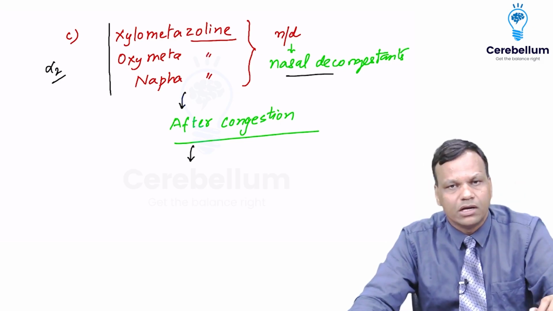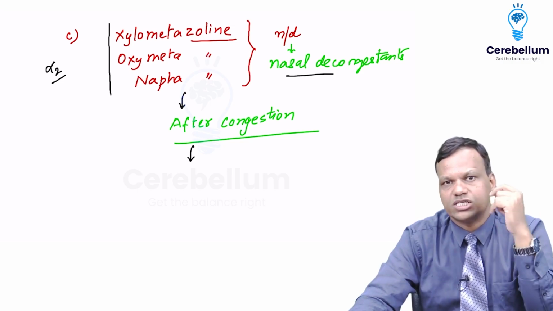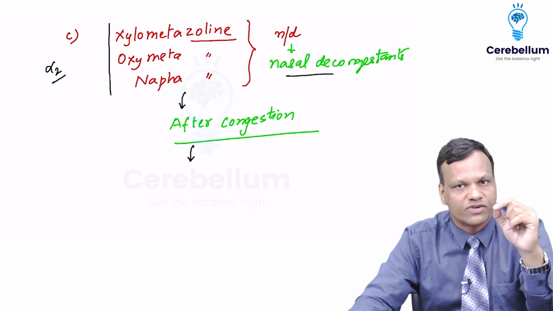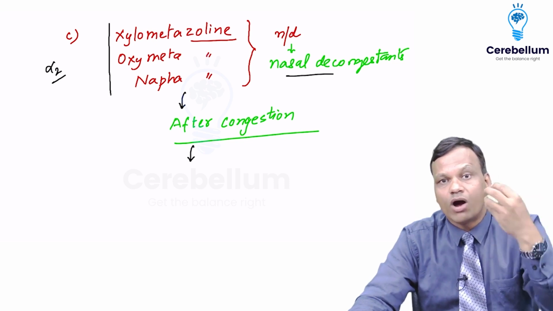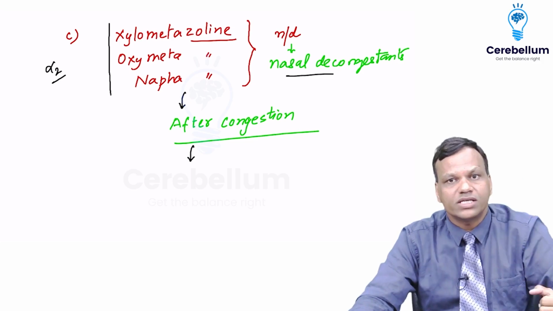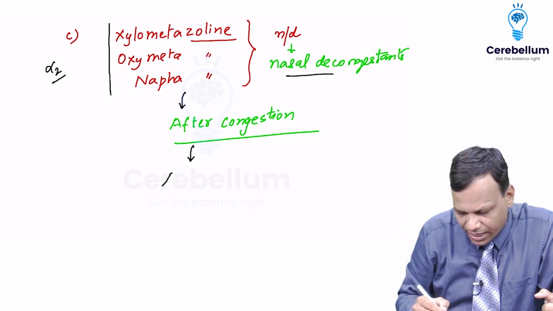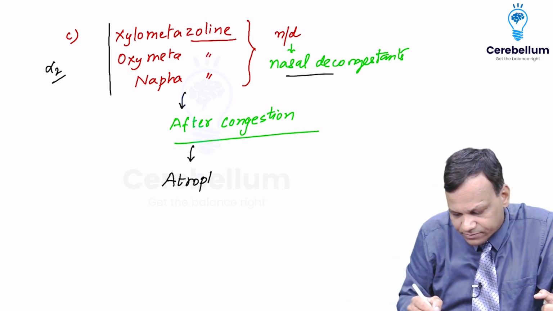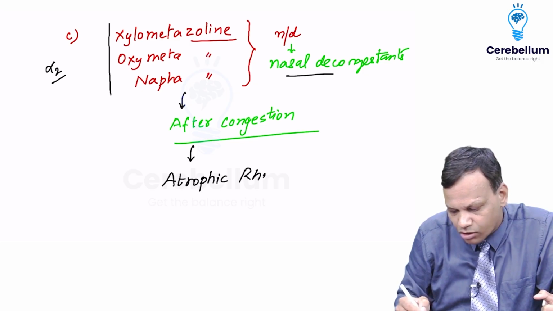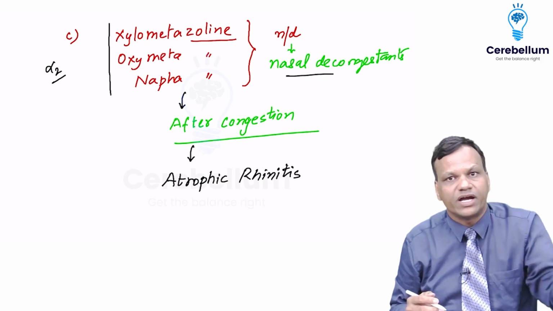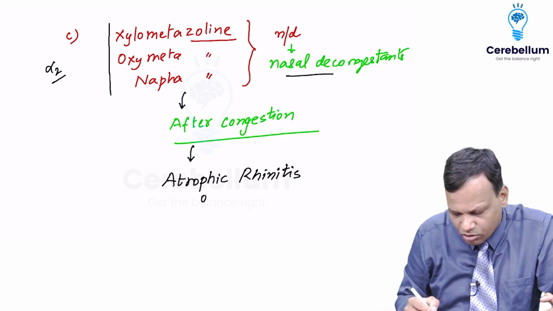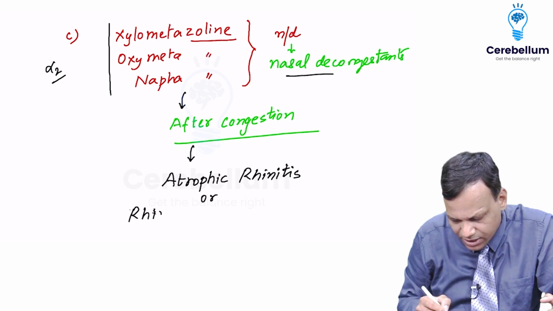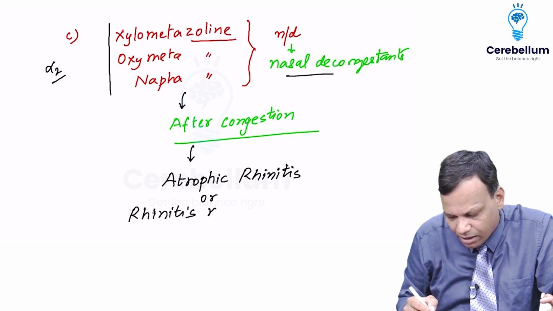So what will happen? Now there is constant vasoconstriction in the nose. When there is constant vasoconstriction, even normal blood supply will be compromised. So that can lead to atrophy of the mucosa there. Clear? So that condition is known as atrophic rhinitis. Because of repeated use of nasal decongestant, there will be atrophy, which is known as atrophic rhinitis. Because it is caused by medication, this is also known as rhinitis medicamentosa.